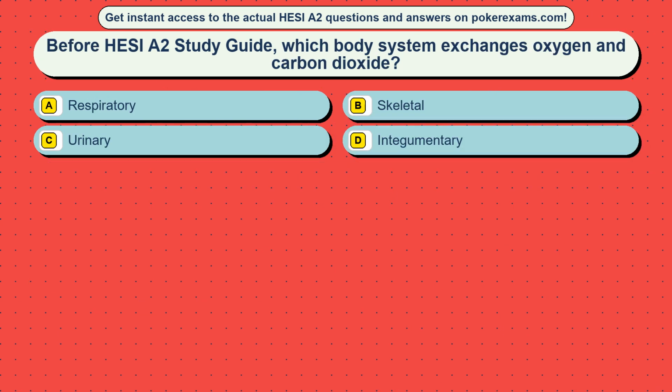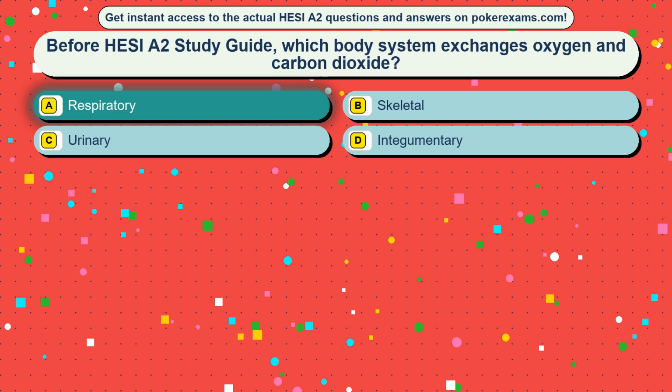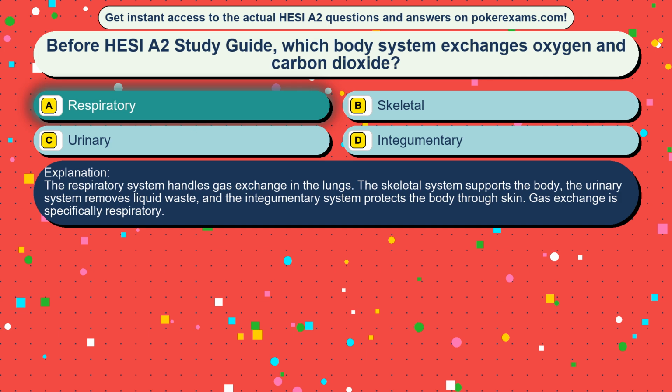Question 45. On the HESI A2 Study Guide, which body system exchanges oxygen and carbon dioxide? Option A. Respiratory. Option B. Skeletal. Option C. Urinary. Option D. Integumentary. The correct answer is option A. Respiratory. The respiratory system handles gas exchange in the lungs. The skeletal system supports the body, the urinary system removes liquid waste, and the integumentary system protects the body through skin. Gas exchange is specifically respiratory.